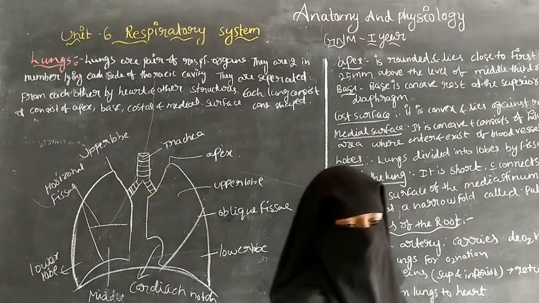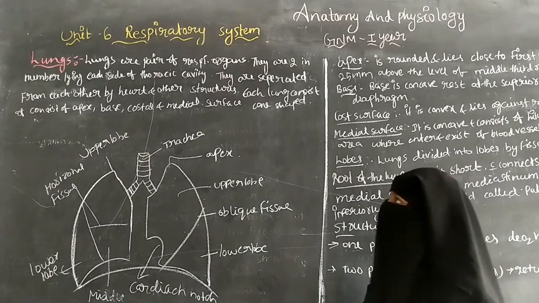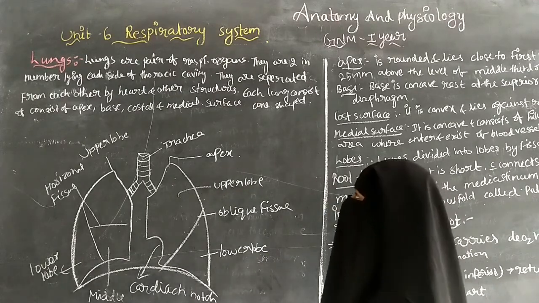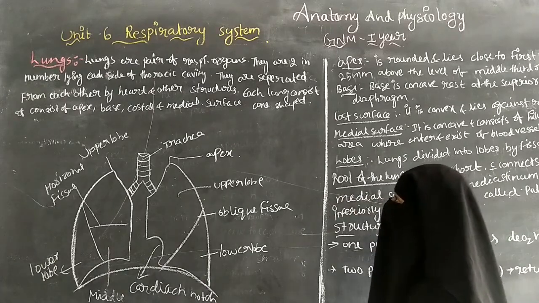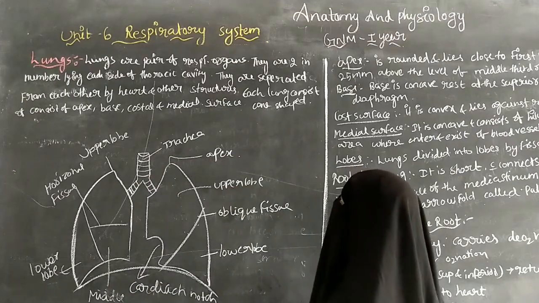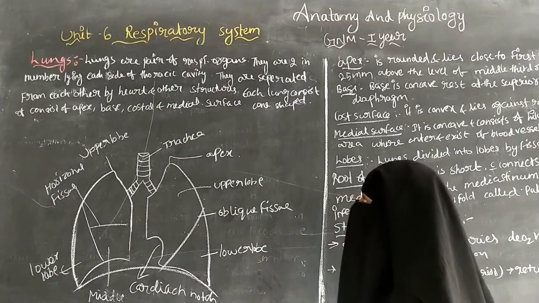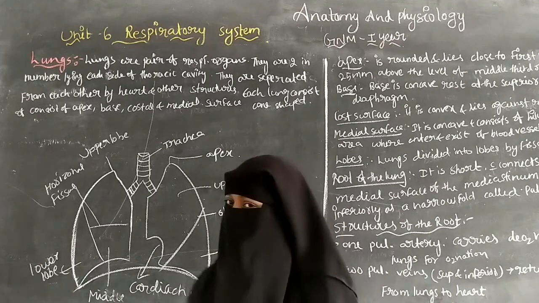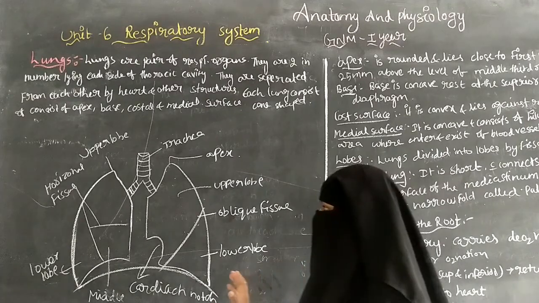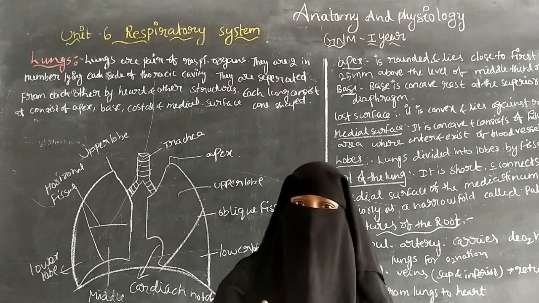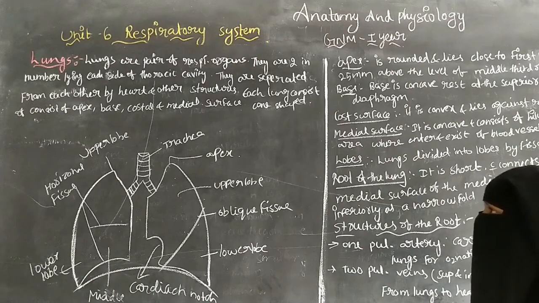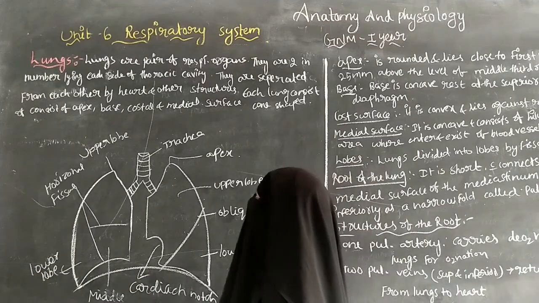The lungs are also parts of the respiratory system. The lungs are a pair of respiratory organs, two in number, lying on each side of the thoracic cavity. They are separated from each other by the heart and other structures.